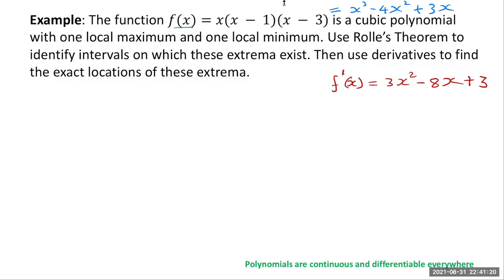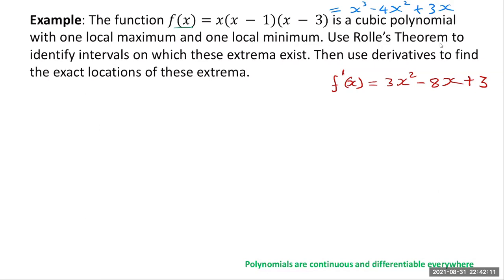How do you use Rolle's theorem to identify intervals on which these maxima and minima are occurring? Well, first of all, notice that this is nothing but a polynomial. If you FOIL this one, you will get something like this, which is clearly a polynomial. And we know that polynomials are continuous and differentiable everywhere. That is a fact that you can use everywhere in this section.